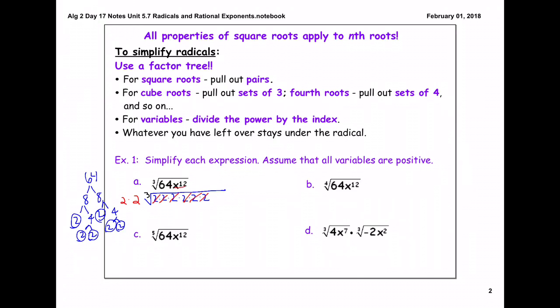To simplify your x to the 12th, you divide 12 by 3, and you get 4. So x to the 4th, you would put on the outside of your radical. So 2 times 2 is 4. So this simplifies to 4x to the 4th.